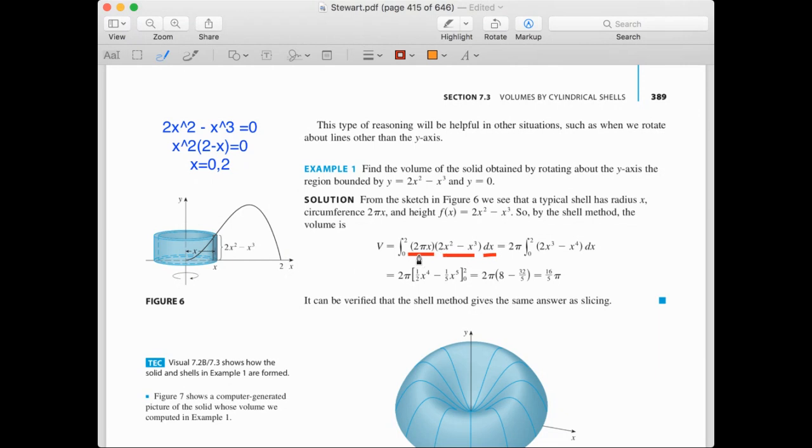So 2 pi is a constant, factor it out of the integration. And then we just multiply x into f of x. So we get 2x cubed minus x raised to the 4. Use the power rule antiderivative. So we get 16 over 5 pi. Right? So this is called the shell method. Anybody has any question?